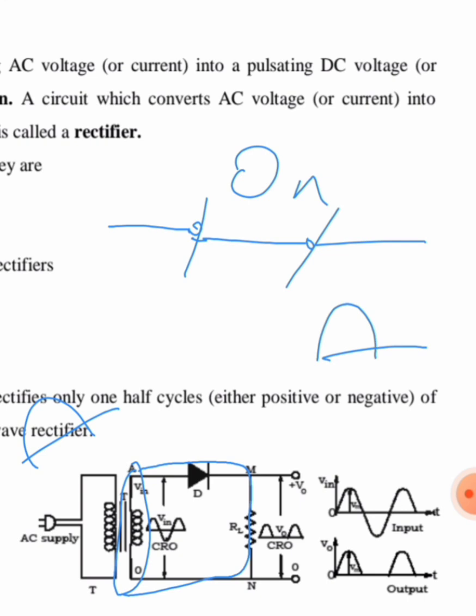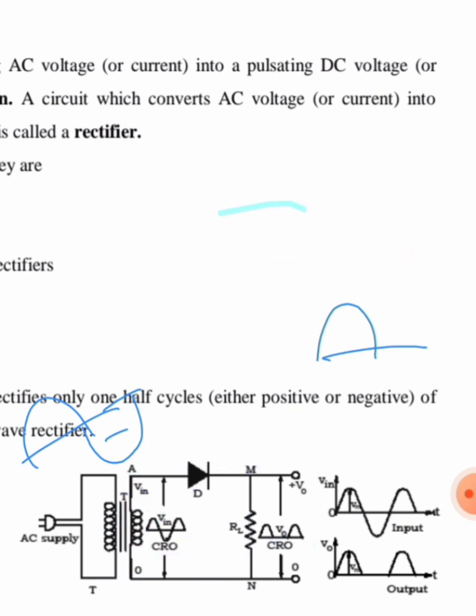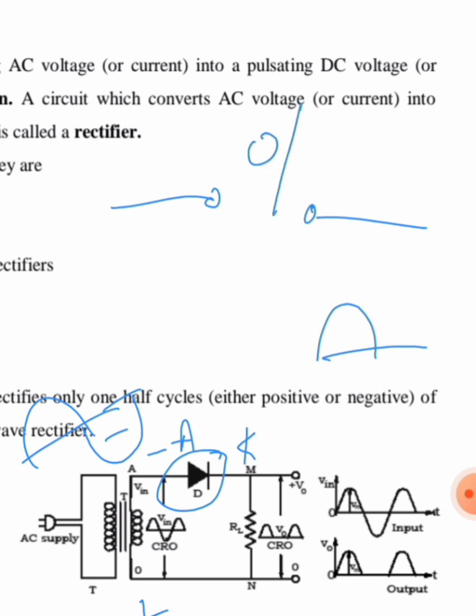Now let us consider that the negative half cycle is appearing across the secondary of the transformer. So when the negative half cycle is appearing, the terminal A will be negative and this O will become positive. In this case, the anode terminal is connected to the negative terminal, so this diode will be reverse biased. Reverse bias means it will be acting like an open switch. I told you that the diode is nothing but a switch. Now it is acting like an off switch.